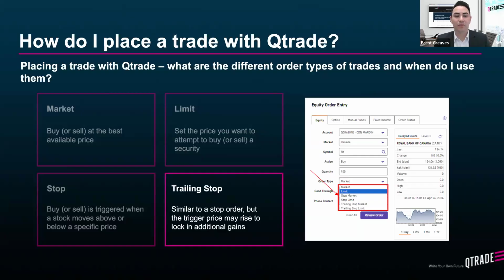And there's trailing stop. This is similar to a stop order, but the advantage here is the trigger price can rise as the stock price increases, meaning that you'll lock in additional gains.